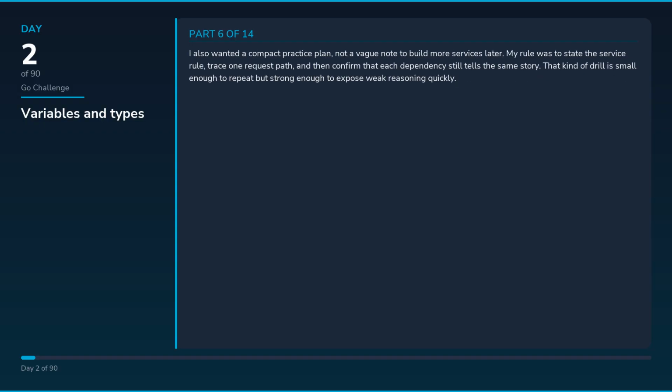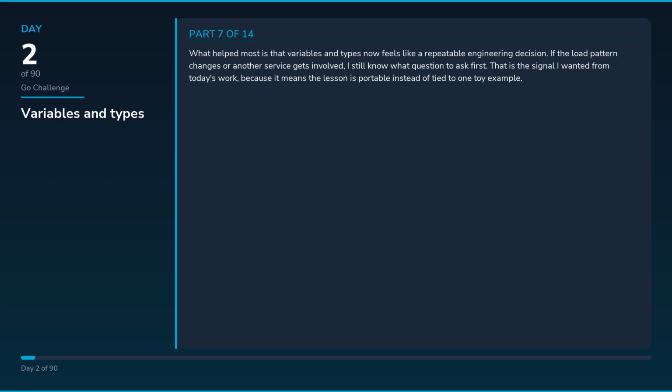I also wanted a compact practice plan, not a vague note to build more services later. My rule was to state the service rule, trace one request path, and then confirm that each dependency still tells the same story. That kind of drill is small enough to repeat but strong enough to expose weak reasoning quickly. What helped most is that variables and types now feels like a repeatable engineering decision. If the load pattern changes or another service gets involved, I still know what question to ask first. That is the signal I wanted from today's work, because it means the lesson is portable instead of tied to one toy example.